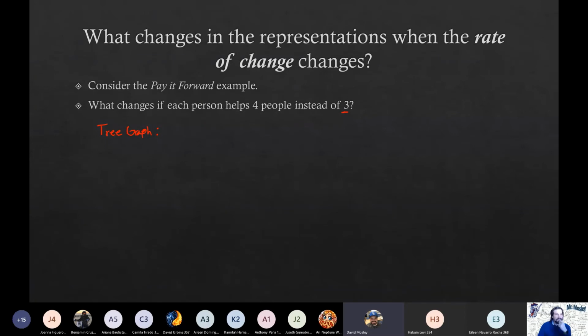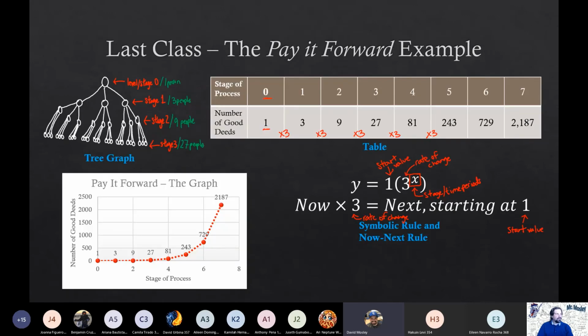There are more people, yes. That's correct. So there's more people represented on the tree graph. Right? We're helping 4 instead of 3, so the amount of people is growing. But visually, how would we see that change on the tree graph? Right? If we look back at our tree graph here, started with 1, and that person helped 3 people. Yes, Nicholas, that's correct. The rate of change is now higher.